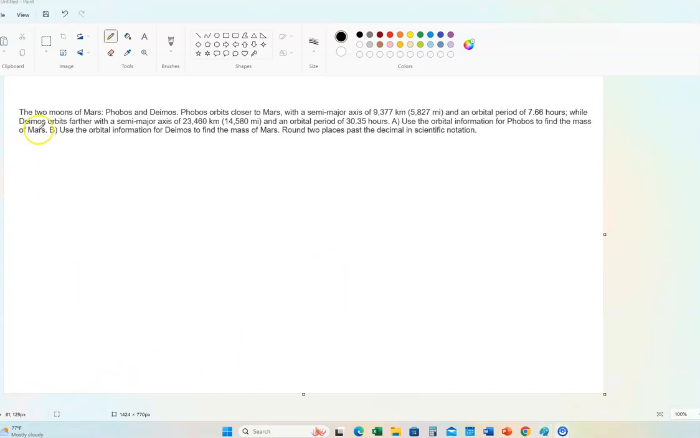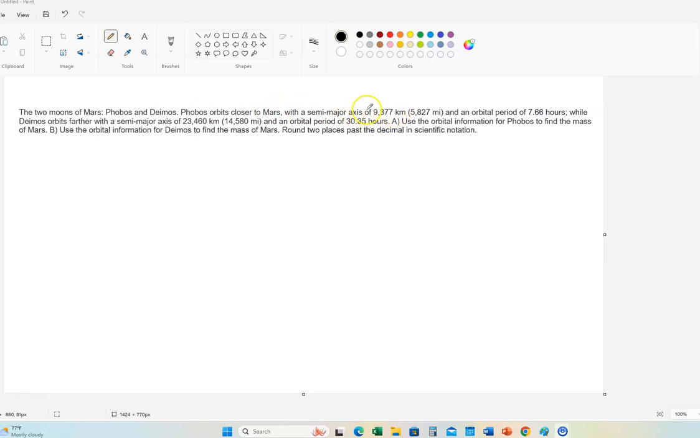All right, so here's problem number 5. It's actually a two-part. So what we're basically going to do is use the two moons of Mars, Phobos and Deimos. Remember, Phobos is the larger one, and is getting a little closer to Mars as time goes on, and will eventually crash into the atmosphere. Deimos is the smaller one, probably a captured asteroid, and it's actually moving further away from Mars as time goes by. All right, so anyhow, we have the orbital information.